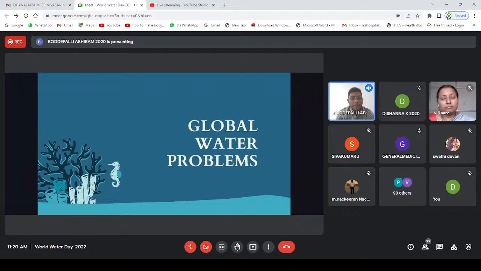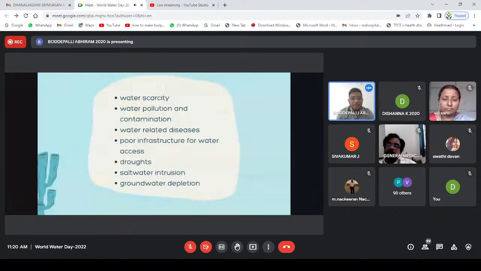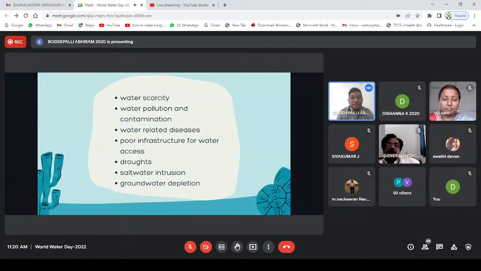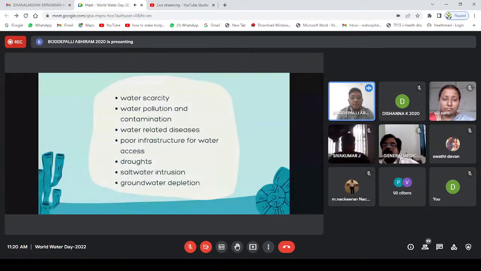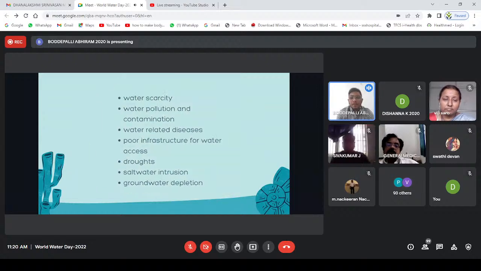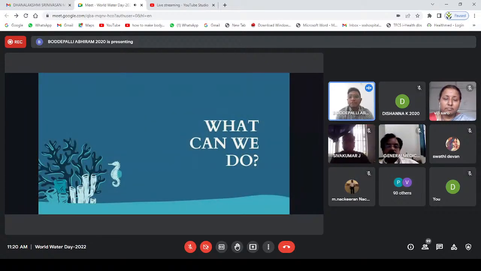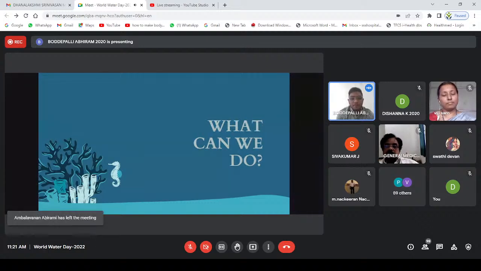So the main goal of Water Day is to reduce the global water problems. So what are the common global water problems? The common global water problems are water scarcity, water pollution, contamination, water-related diseases, poor infrastructure for water access, droughts, saltwater intrusion, and groundwater depletion. So there are numerous global initiatives for battling these issues, which are being run on a very huge global scale. But we ourselves can observe and follow certain actions in our day-to-day lives that would contribute towards helping these problems and causes.